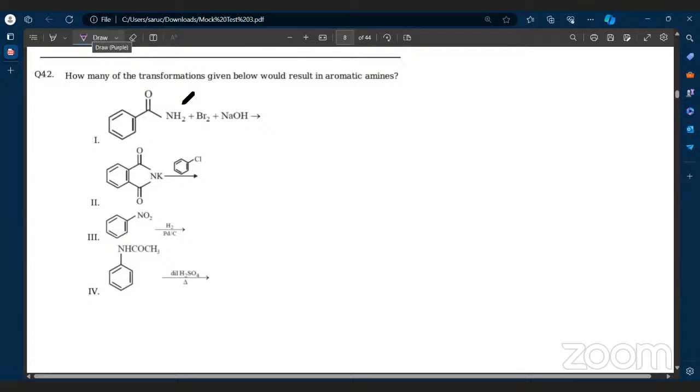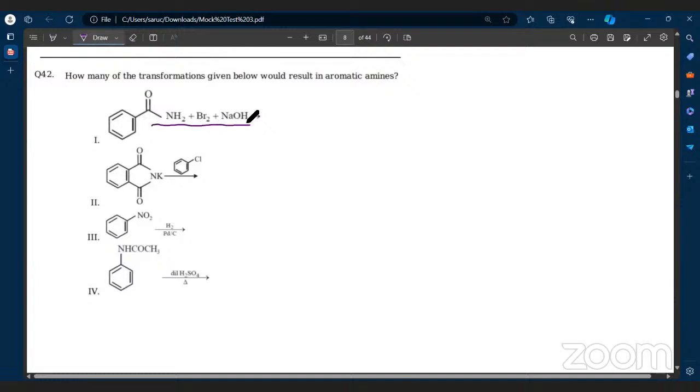First, third, fourth. First one is right. Third and fourth. Third one is right. Yes, very good. Okay, 1, 3, and 4. So can you tell me the name of the first reaction?